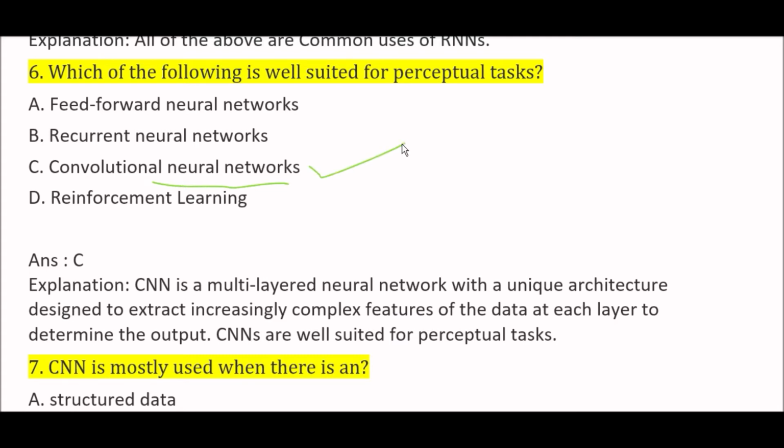Convolutional neural networks are well suited for perceptual tasks because CNN is a multi-layered neural network with a unique architecture designed to extract increasingly complex features of the data at each layer to determine the output. And CNNs are well suited for perceptual tasks. Okay, right answer here is option C.